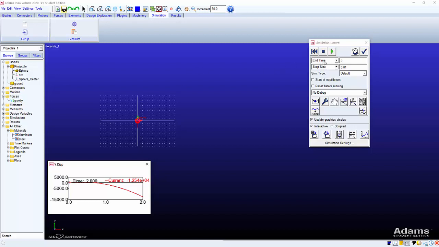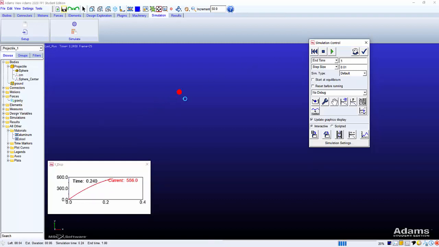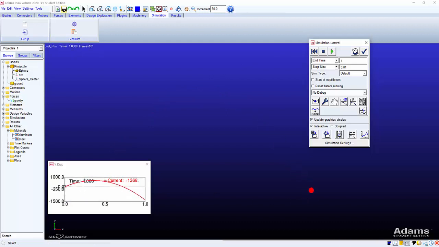I'm going to change my end time to 1 second, and then reset the configuration. Run the model. As you can see, it is flying up and falling down. While it is doing this, the measure is updating. Now you can see the displacement in the Y direction against the time. You can see under measures, the Y displacement is already created here.